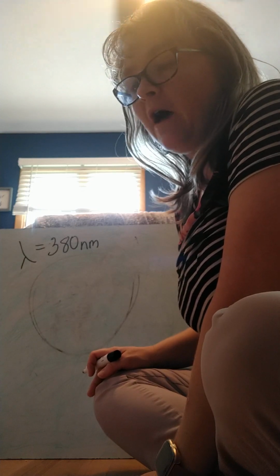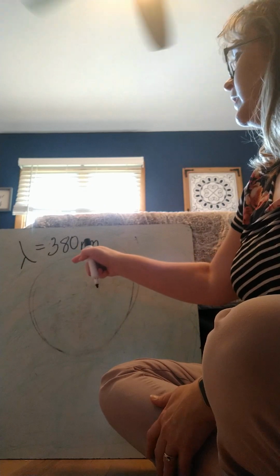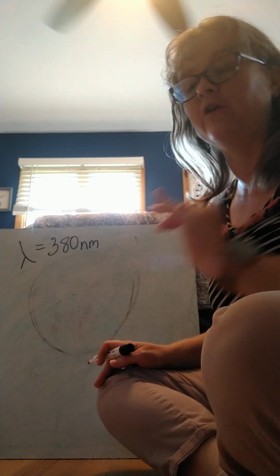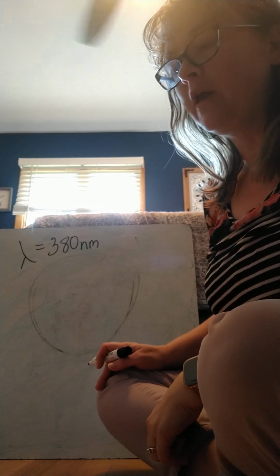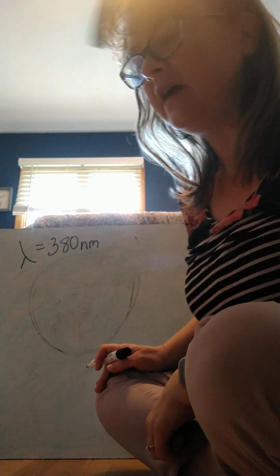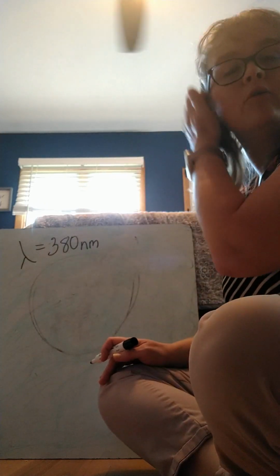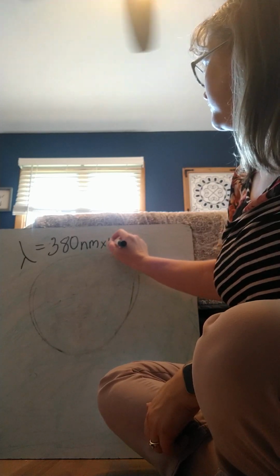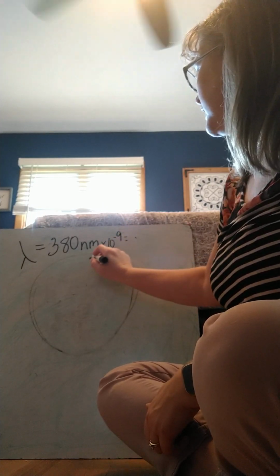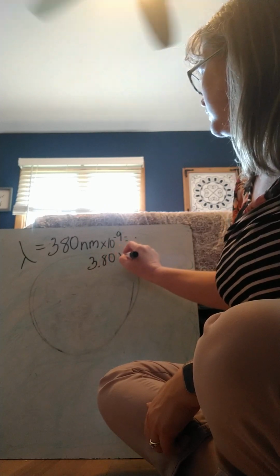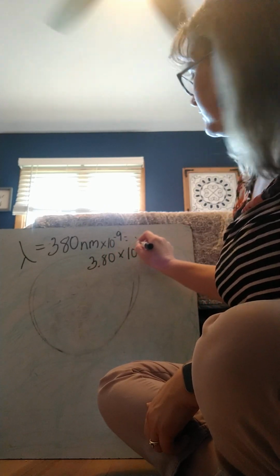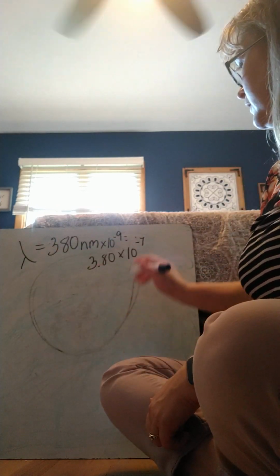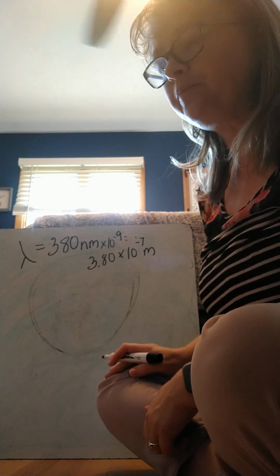Okay. So first, this is in nanometers, and we need to make it in meters because joules and the constants and everything are in meters. So we need to go to meters. So nano is times 10 to the negative 9th. That's what nano means. So times 10 to the negative 9th is going to give us 3.80 times 10 to the negative 7th, because this will go forward 2 spots, so that's positive. And that would be meters.